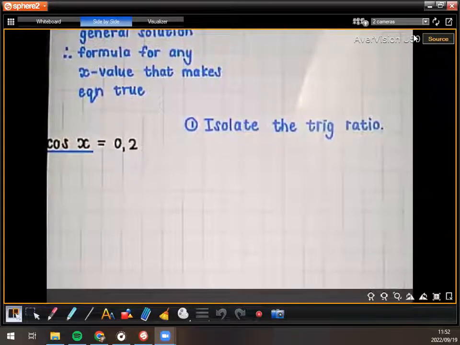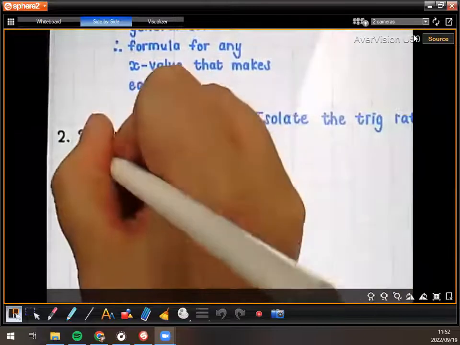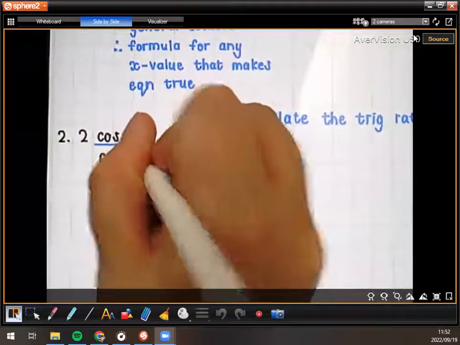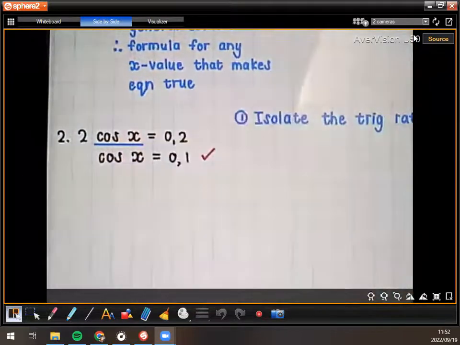So what must I do with that 2? Divide by 2. So I'm going to say 0,2 divided by 2, which is actually 0,1. So cos x is going to be equal to 0,1. That is worth a mark, guys. Knowing that you must isolate the trig ratio. Get it up on its own.